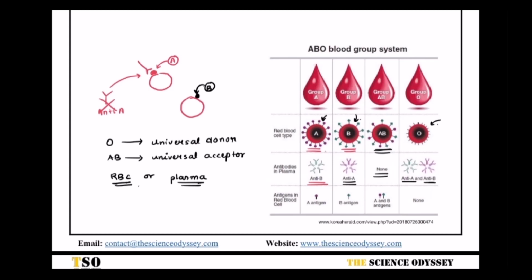Right. So next, we are going to see another antigenic determinant, which is called the RH factor, and we are going to take over from that. So all of that in the next video.